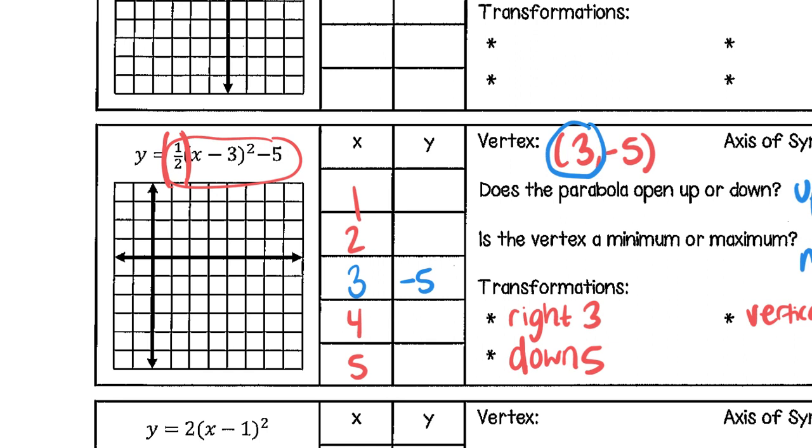So when you plug these in, when you plug 1 in, you're going to get -3 is what you should get there. When you plug 2 in.